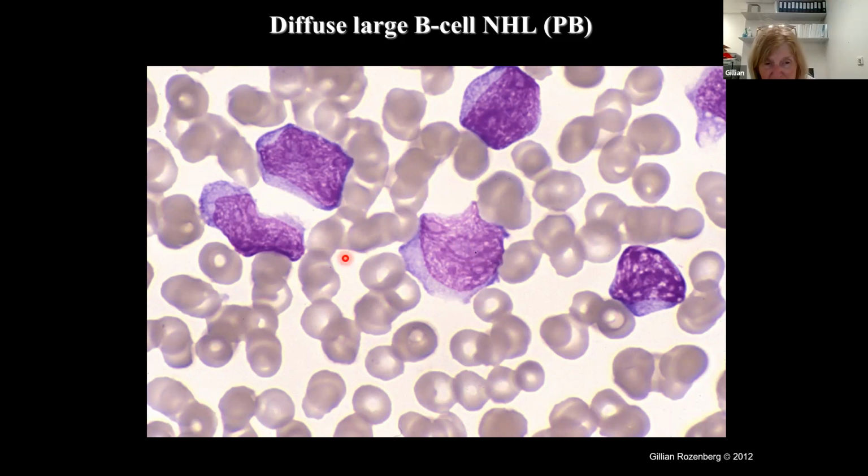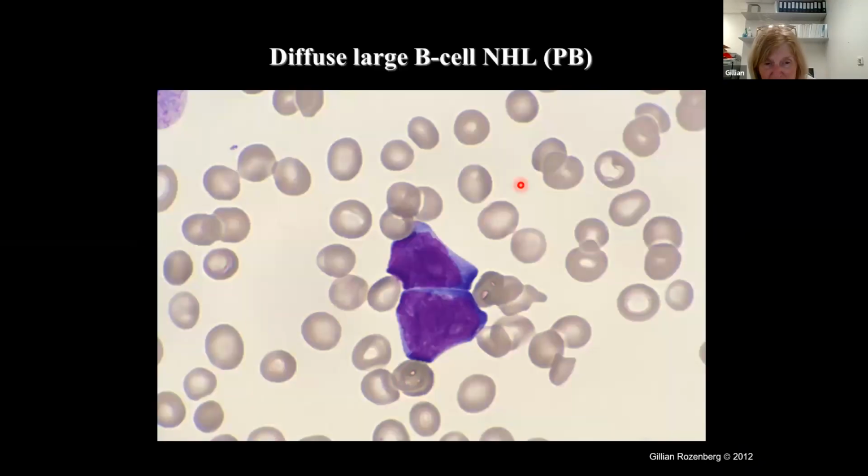Another case of diffuse large B-cell lymphoma. I couldn't find any cells that looked so beautiful as peripheral blood.